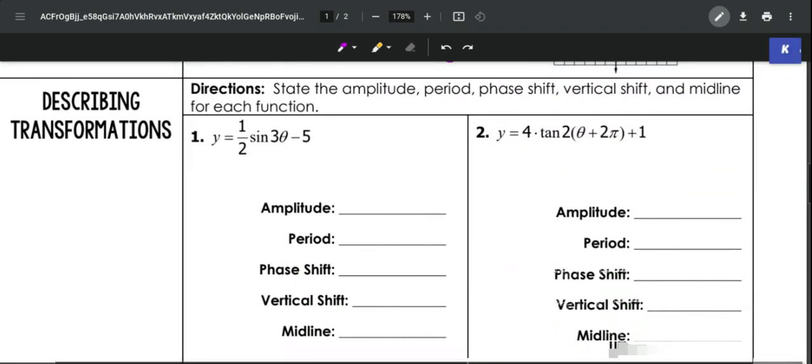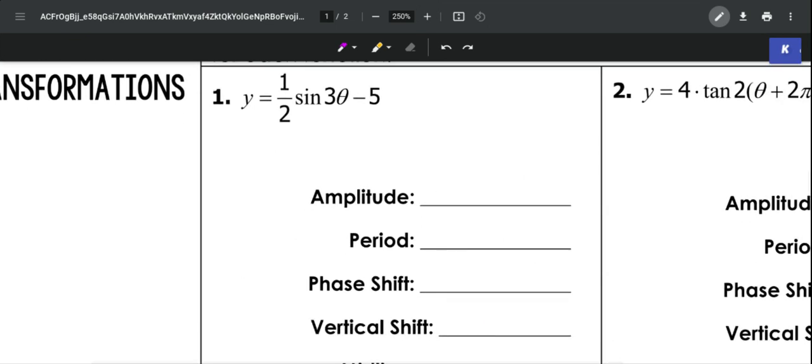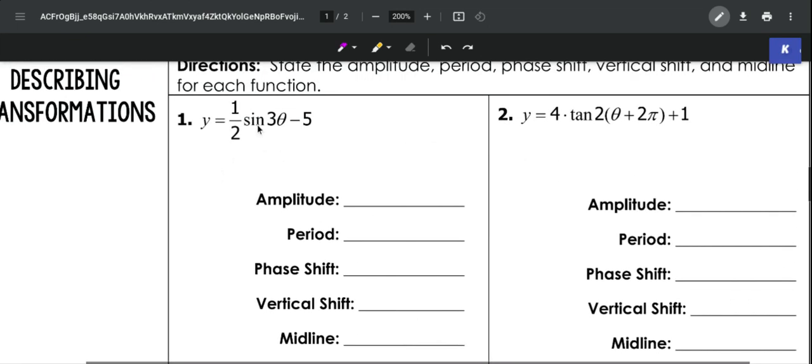All right, so now let's practice doing some of these. Here we're not doing any graphing, we're just describing what is happening. You could do this a few different ways. I'll probably just go down the line here and look for each one. So the amplitude for sine comes from A. What is A here? A would be 1/2. So our amplitude here is 1/2.